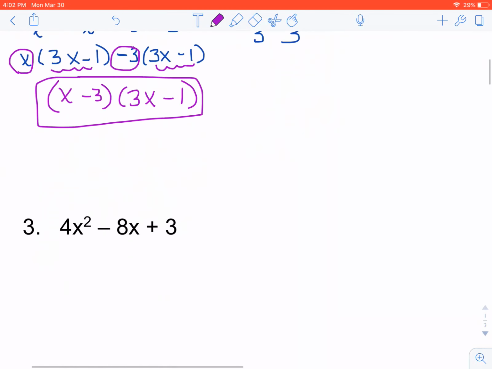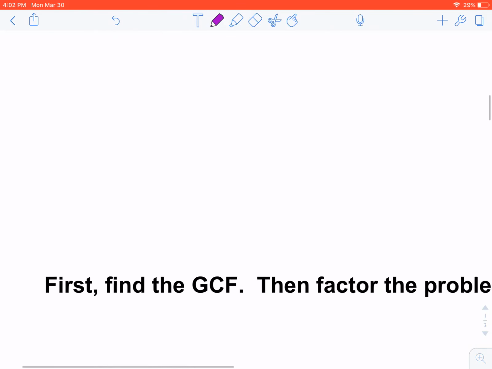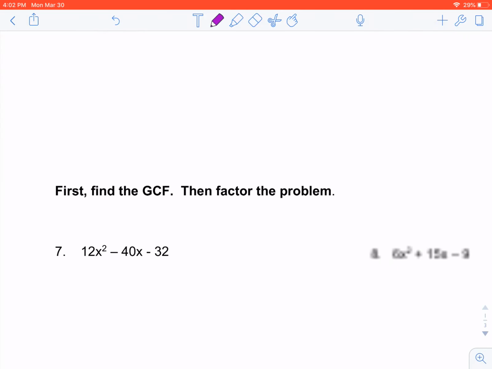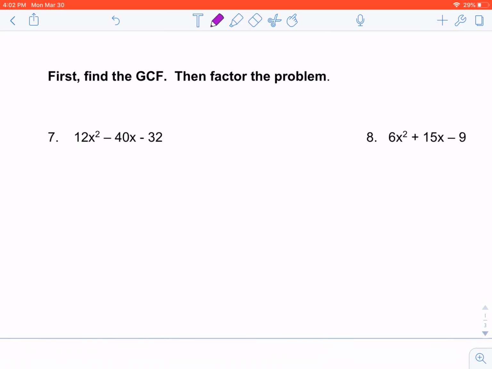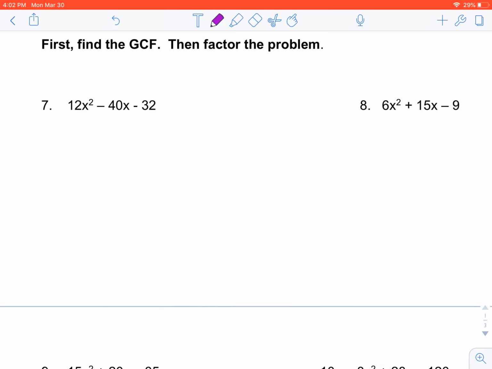So, looking all the way down at number 7 at the bottom of the page. So again, you're doing the front of the page today, numbers 1 through 8. Now you have number 1 done, and we're going to have number 7 done in a minute or 2. So the directions say, first find the GCF. Then factor the problem. So if you look, these numbers are kind of large, and when numbers are larger, sometimes they have something in common, a greatest common factor. So we're looking at 12, 40, and 32. 12, 40, and 32 all are divisible by 4.